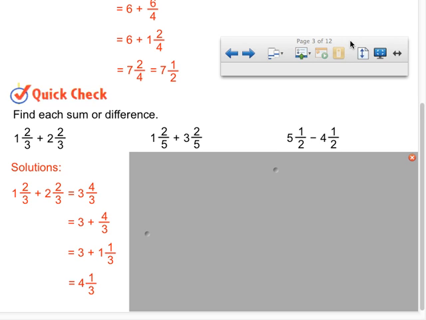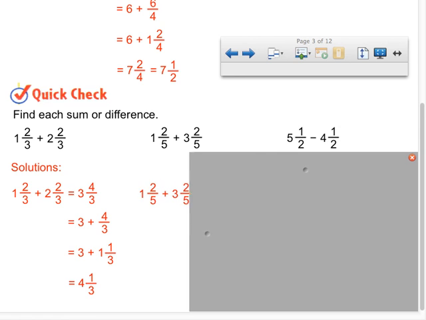Quinn, can you walk me through this problem? What did you get? I got 4 and 4/5. Okay, that's correct, 4 and 4/5. And you know what? We can't even simplify that anymore. It's done. 4/5 is not improper, it's a proper fraction. 1 plus 3 is 4. 4 and 4/5, that's the answer.